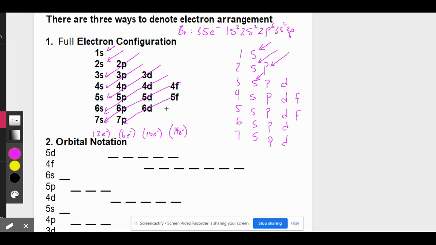Okay, 3p holds 6 electrons. Let's count up what we have. There's 10, 18, so after 3p is 4s, 2, and after 4s comes 3d, 10. Let's count. Whoops, I'm out of space there. That's a 10.